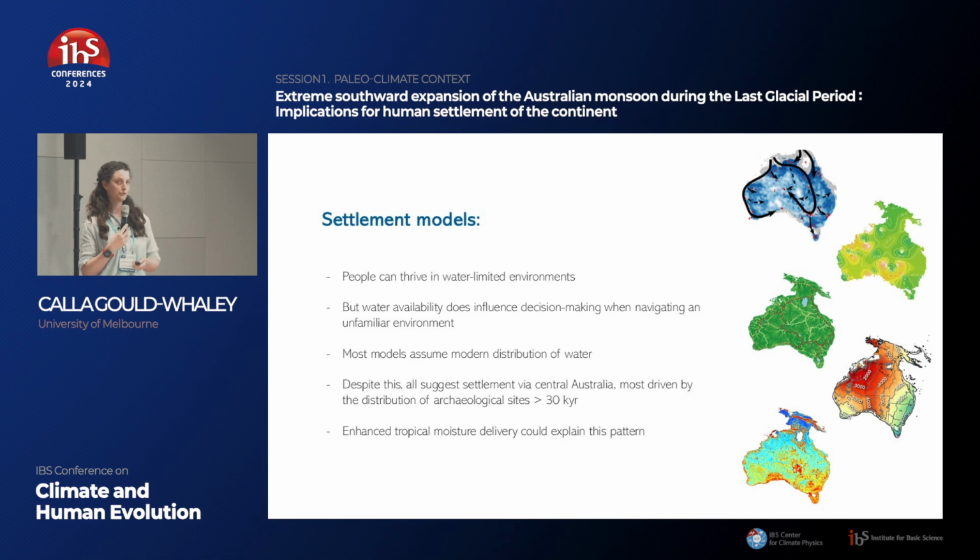But most of these models do assume the modern distribution of water despite different boundary conditions, and despite research suggesting that Australia was very different climatically then than it is today. Despite this, most of these models do see some degree of movement through Central Australia, possibly governed by the distribution of archaeological sites. And so perhaps if we did see a pulse of tropical moisture coming through Central Australia around this time, it could explain the distribution of archaeological sites and maybe suggest that the continental interior was equally as favourable for people as the coastal routes would have been.